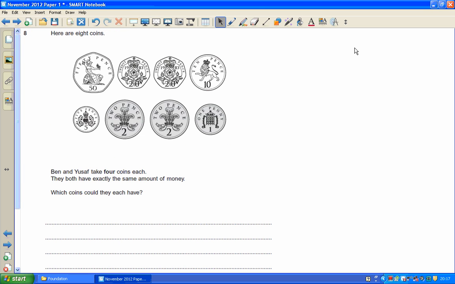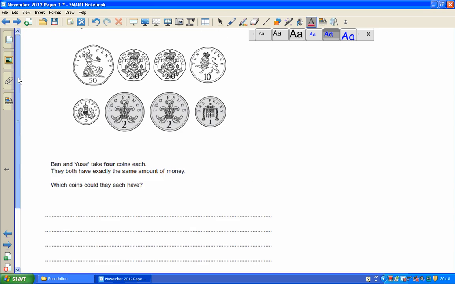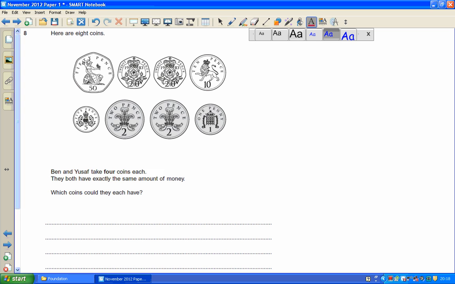Number 8. Here are 8 coins. Ben and Yusuf take 4 coins each. They both have exactly the same amount of money. Which coins could they have each? Okay, how many marks is this? 3 marks altogether on this one.